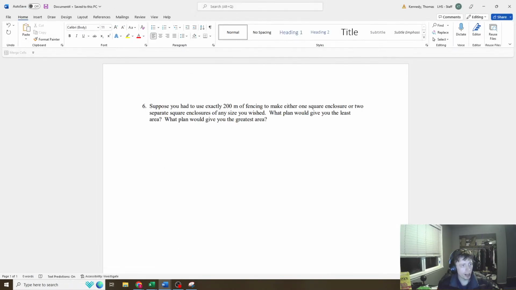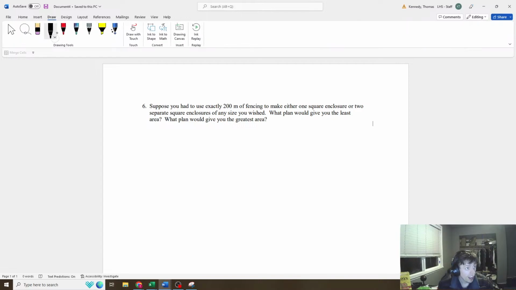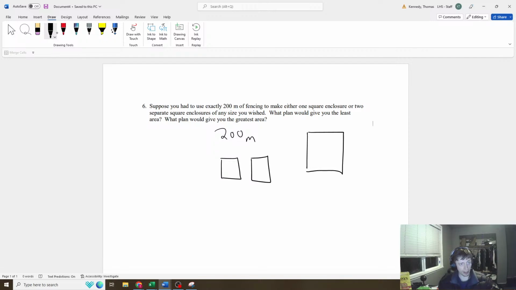All right, so we have 200 meters of fencing, and we're making either one square enclosure or 2 separate square enclosures of any size you wish. It's not really any size you wish, I guess, because you have to use 200 meters, so if you use one, it's 50 by 50. That's the only way that you make 200, so this is really misleading. Any size you wish.